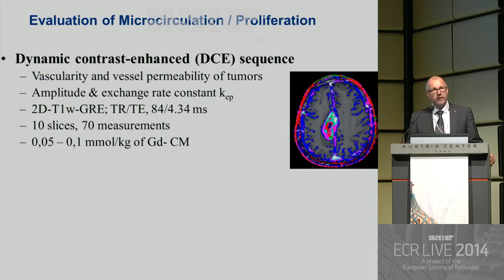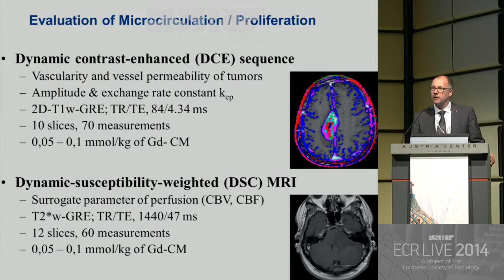Dynamic susceptibility weighted imaging, the so-called perfusion imaging, as we called it before. The surrogate parameters of perfusion are the already mentioned CBF and CBV values. And again here, we use a dynamic acquisition with either half the dose or the full dose of contrast media. And we can also better assess the heterogeneity of the tumor. Again, here an extreme example.